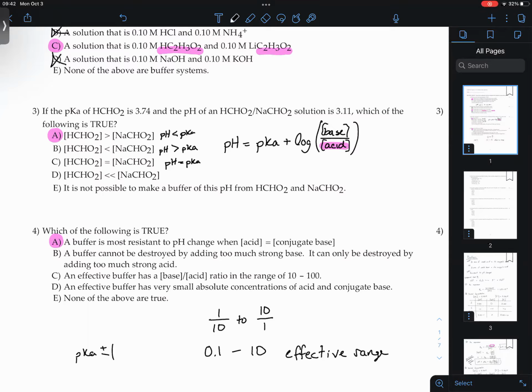Okay. And for this last one, it says that it's most effective when you have a small concentration of acid or conjugate base. It's actually the opposite that's true. So the larger the buffer concentration, the better it is at being a buffer, at resisting pH changes.